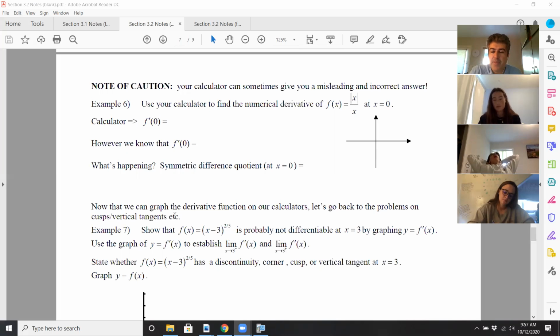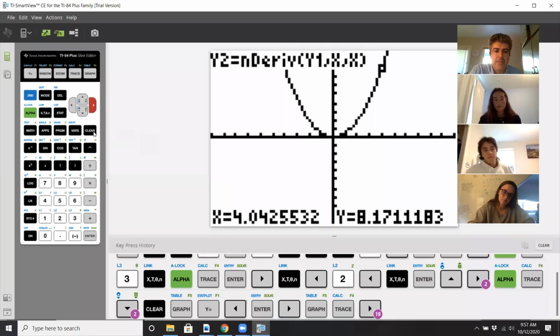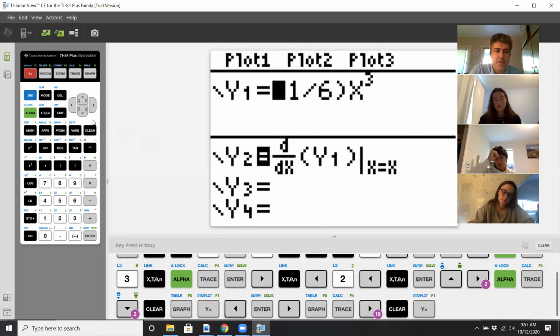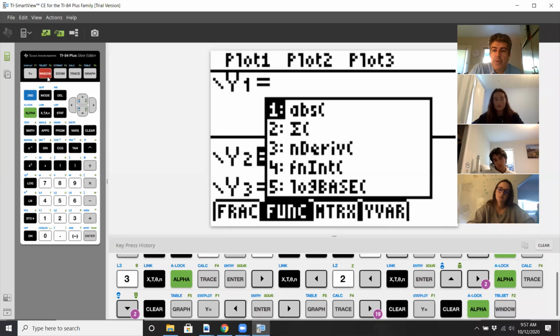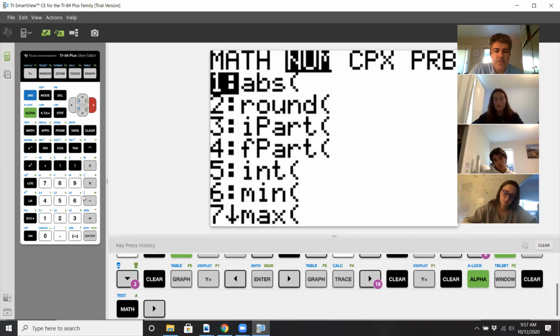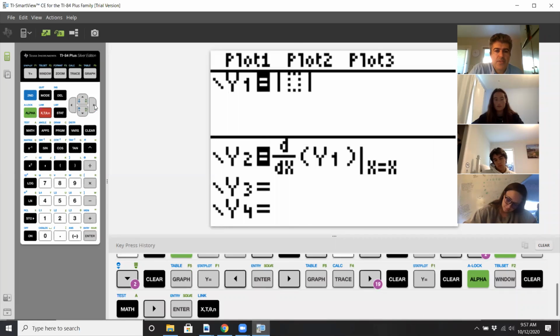Use your calculator to find the numerical derivative of that. Well, okay, so let's do this. Let me go back to my calculator again. Go to y equals. Let me go ahead and clear that. And here's a nice thing. I don't need to keep typing this over and over again. I could just type in a new equation of y1, and y2 takes care of the derivative for me. So let's do absolute value of x. Remember, alpha window is where you can call absolute value, or if you hit math and then num, it's right there. We're doing x divided by x. There we go.